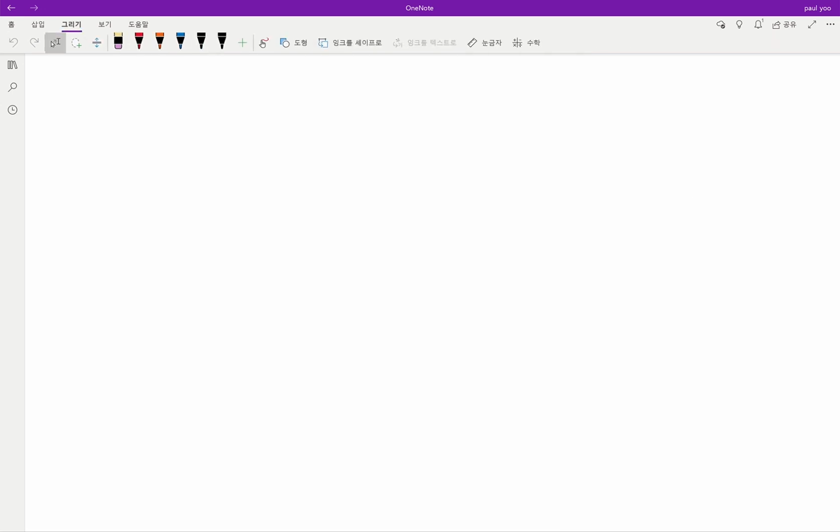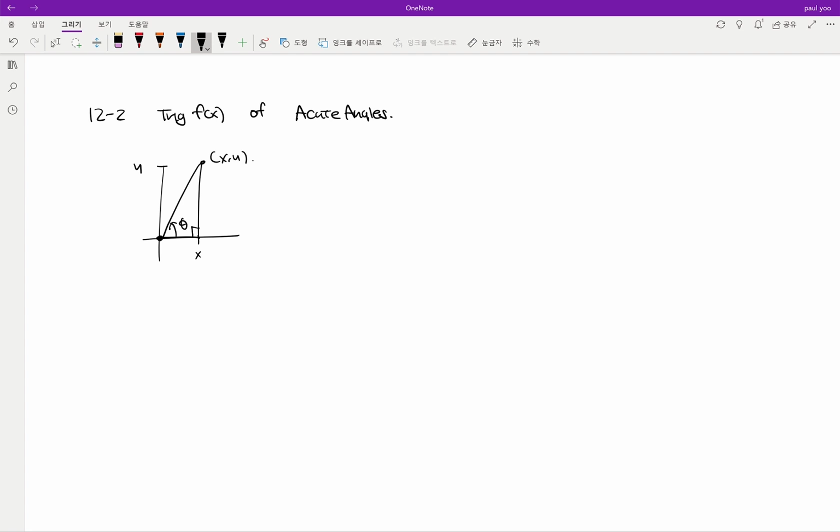In this video, we'll be working on 12-2, trigonometric functions of acute angles. So, from the right triangle given to you, where one of the vertices is on the origin, we are going to label this coordinate x and that coordinate y. Therefore, this point has to be (x, y), and we label this angle theta and label point P as (x, y).